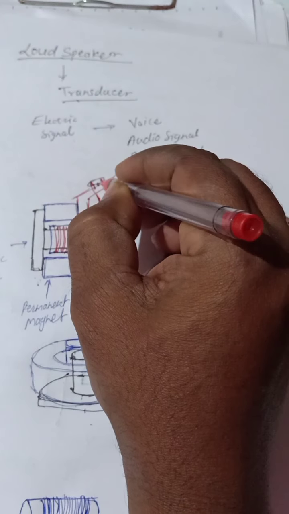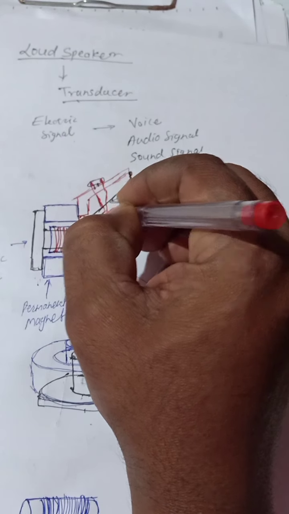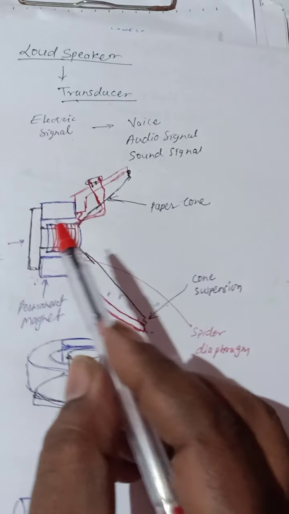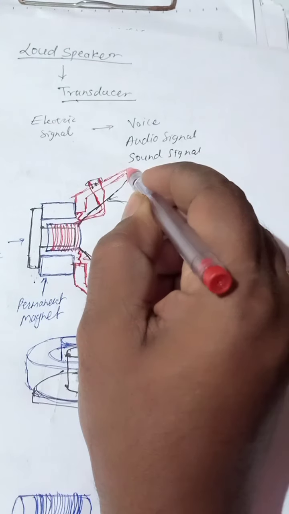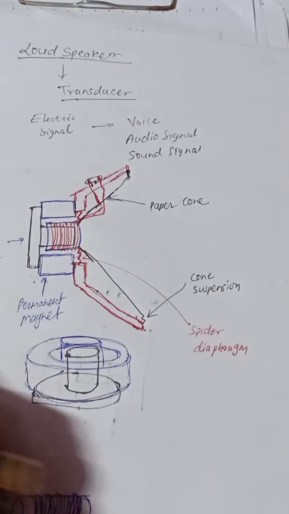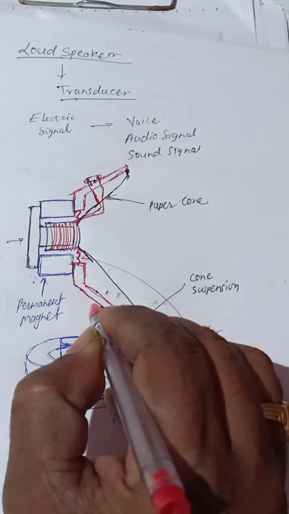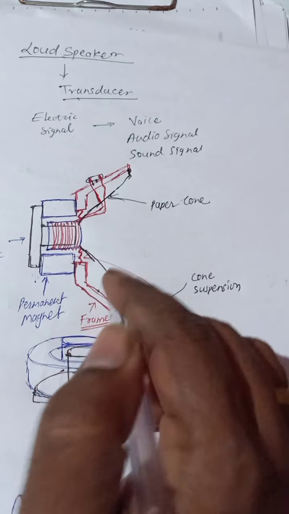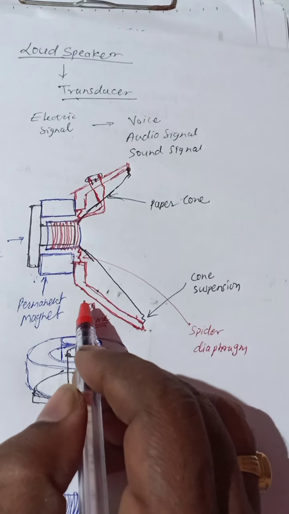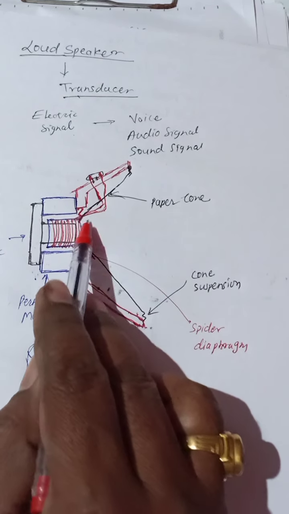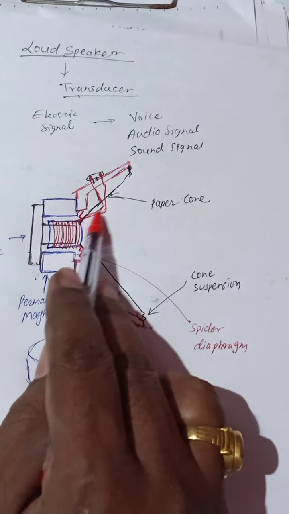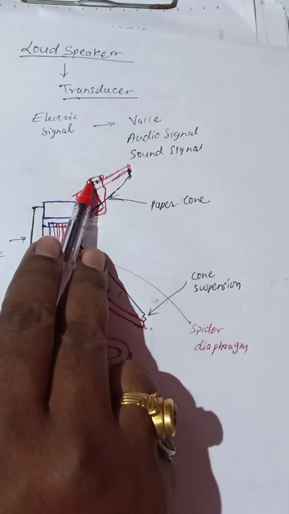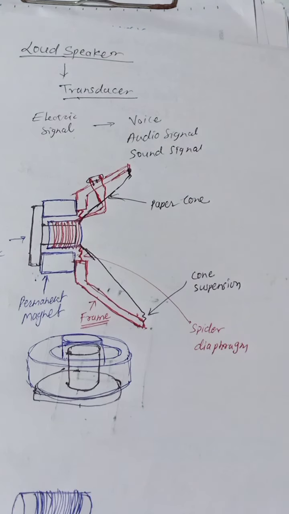Okay, I will show each and everything in the actual speaker, so you are going to see this. This is a frame. You can say that it is a speaker frame or structure. The two terminals of this coil are being put back through this cone, and they are soldered at these two points.